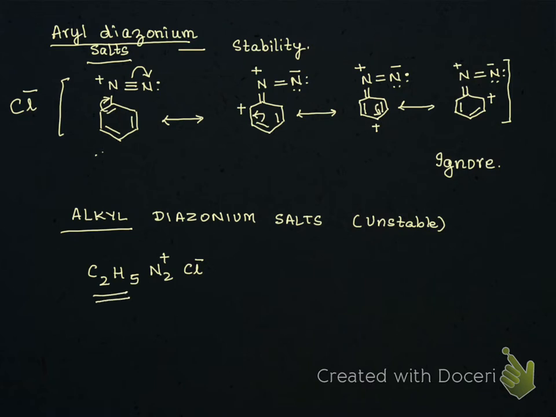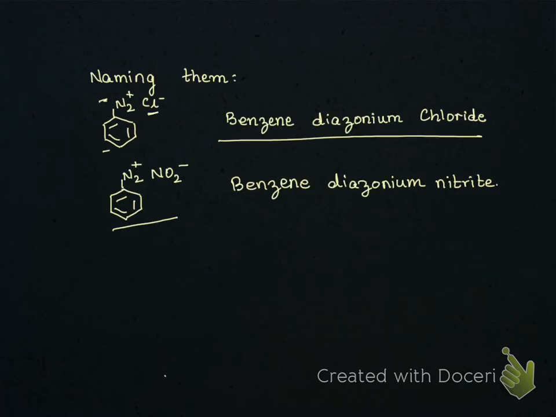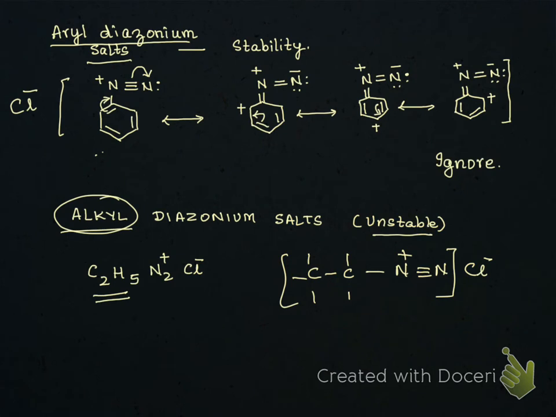Let's see if such kind of resonance structures are possible in the case of alkyl diazonium salts. No, we know that very clearly, right? 1, 2, 3, 1, 2, and N triple bond N positive, Cl negative. There is no resonance stabilization in the case of alkyl diazonium salts. That is why the aryl diazonium salts are much more important as compared to the alkyl ones. Have you noted this down?